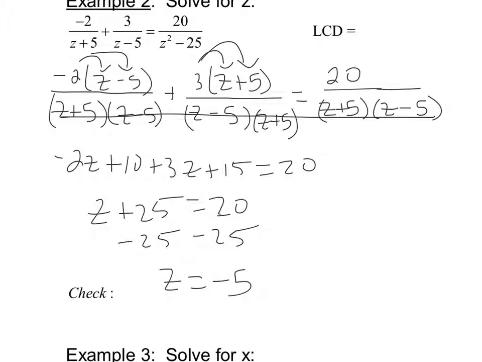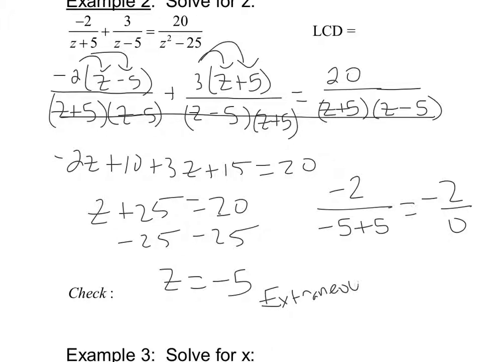To check it, plug it back in. But here's the problem. If we do, let's just look at this first one. You get this. So this negative 5 is actually called an extraneous solution. So overall, no solution. Okay?